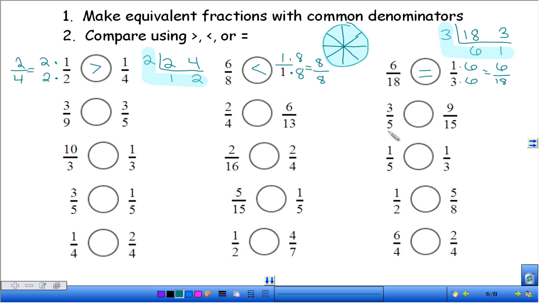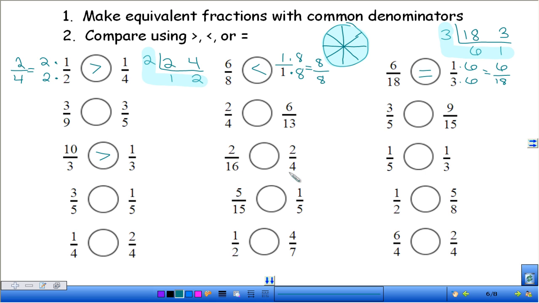I'm thinking we need to do one more together. Let's do the one right below it. No, let's not. Let's do 10 over 3. You guys want to do this? Oh, that one's easy, though. They both have the same denominator already, so which one's bigger? 10 over 3. That's an easy one. You don't have to change anything. Let's do this one over here.